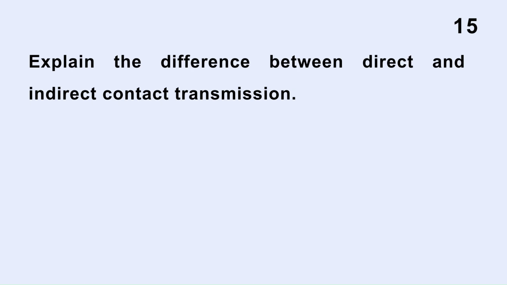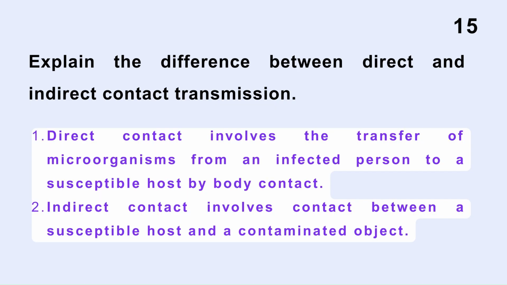Number 15. Explain the difference between direct and indirect contact transmission. 1. Direct contact involves the transfer of microorganisms from an infected person to a susceptible host by body contact. 2. Indirect contact involves contact between a susceptible host and a contaminated object.